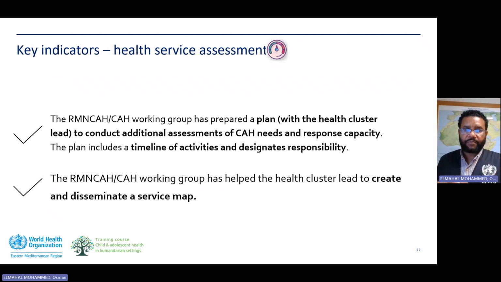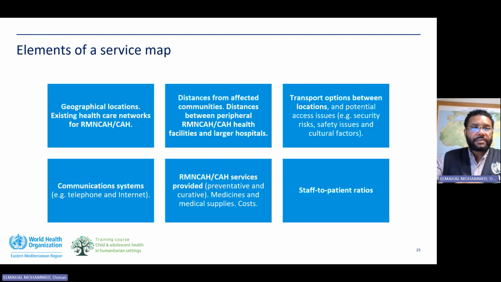The working group has also helped the health cluster lead to create and disseminate service maps. At the end of the day of the assessment, we need to have a clear understanding of the service availability, what facilities are functioning, and what kind of human resources are available. This will help the decision-making process in pulling resources and providing them to the right place.